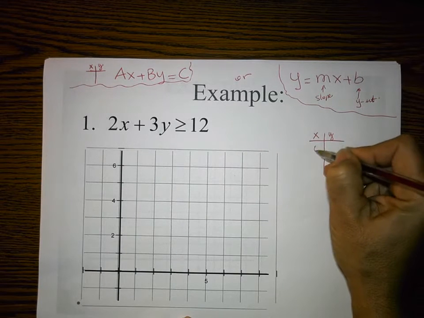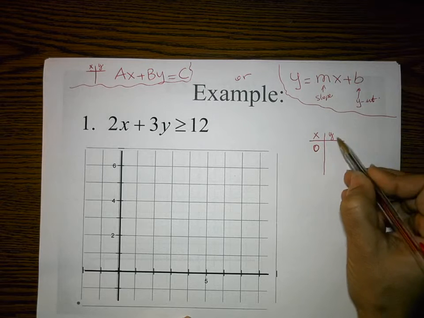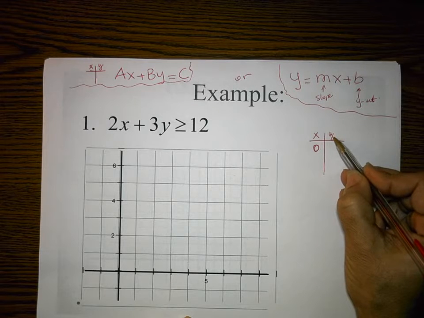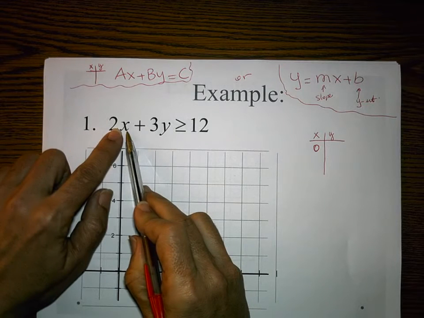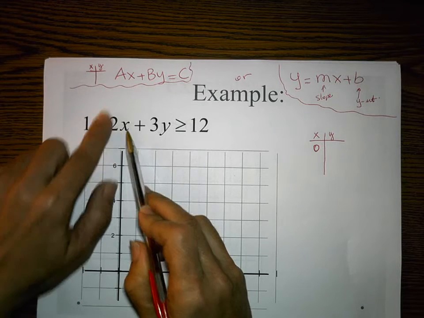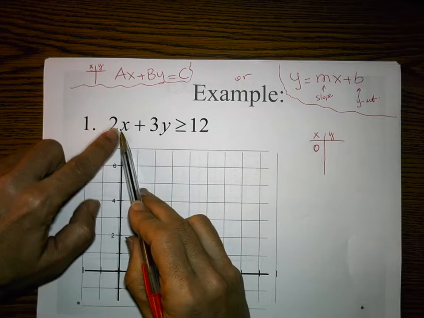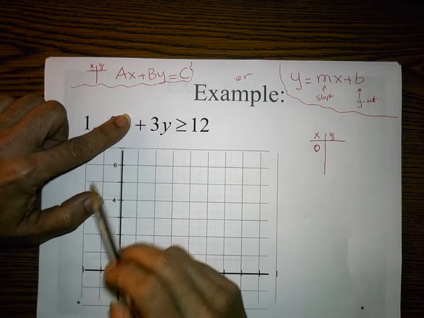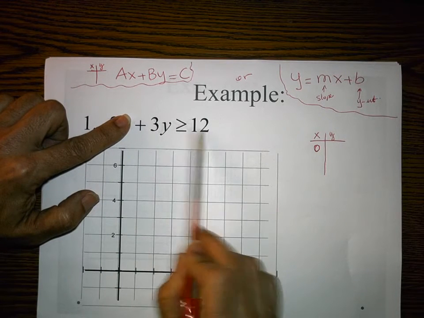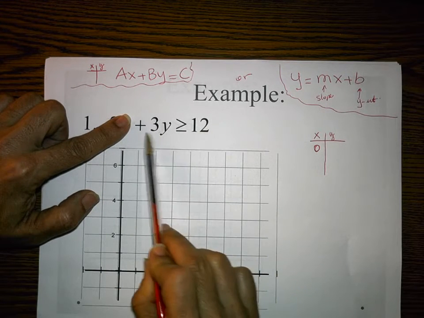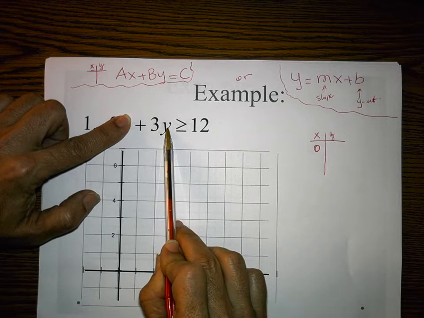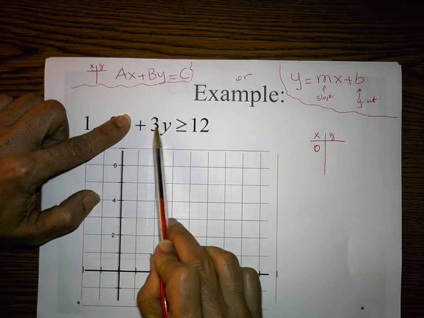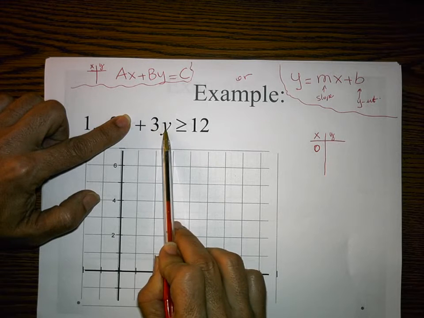If I plug in a 0 for x, I'm trying to find what is the value for y. I come over here and I say, well, 2 times 0 is 0. So this whole term disappears because 2 times 0 is 0. So this is gone. Then that means I just have to solve for y. If I divide by 3 on both sides, because this is saying 3 times y, and the opposite of multiplying 3 times is dividing by 3.